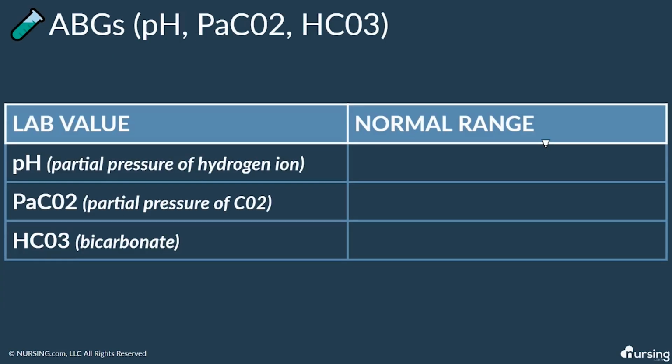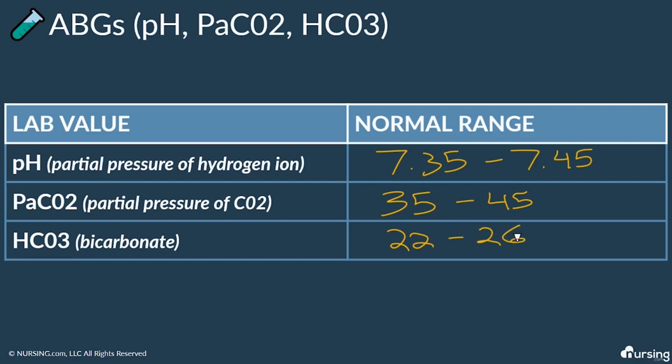So the value that I want you to know for pH is going to be 7.35 to 7.45. Now, if you have a piece of paper or your phone or something, start taking notes. These are the values you really need to know. For CO2, it's going to be 35 to 45. That's really easy to remember because it lines up right here with 7.35, 7.45. For bicarb, it's 22 to 26. That's the value I want you to know.